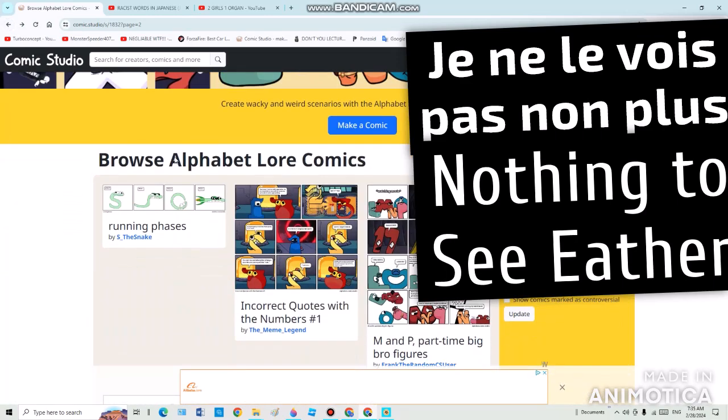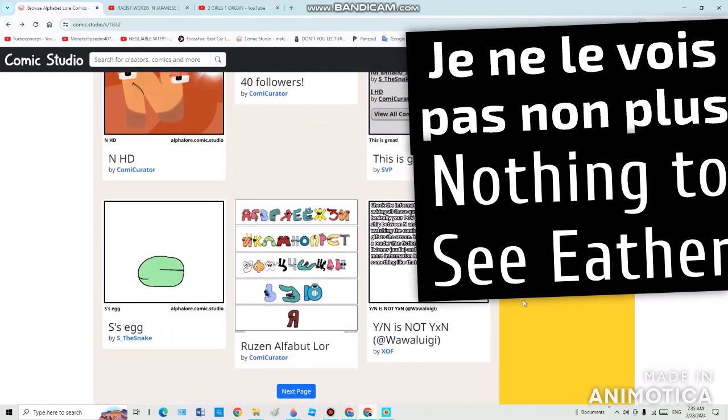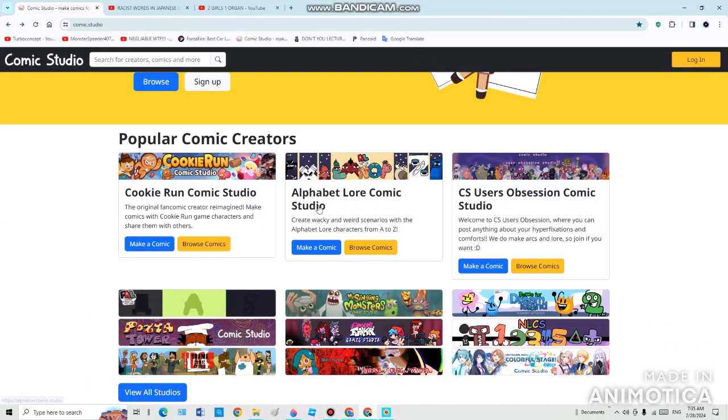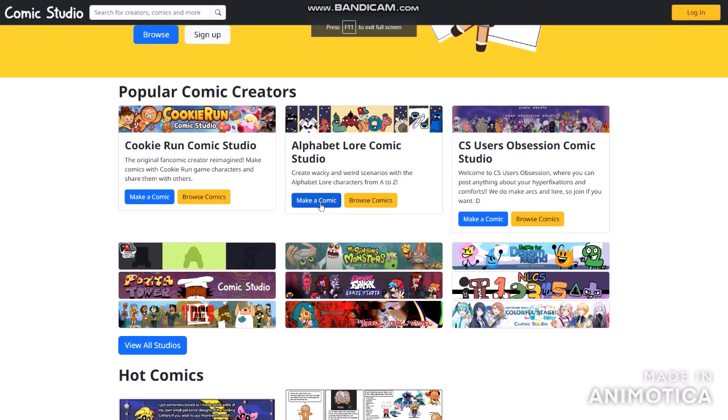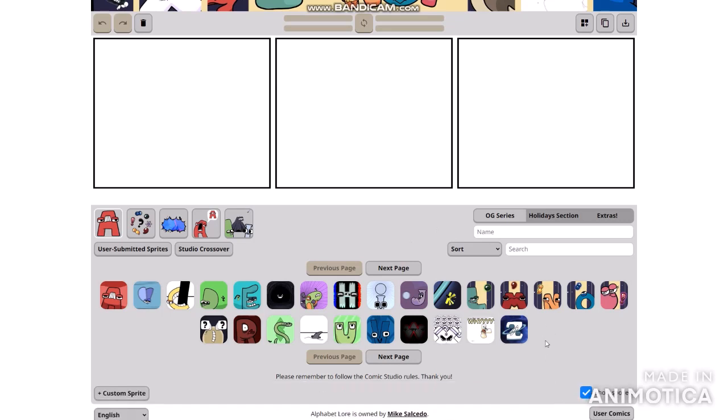So let's get back to the studio and go to page 1, and I don't really think we would just return it to page 1. So let's go back into some alphabet lore comics as well. It's time to make a comic with some words, like all the car brands.